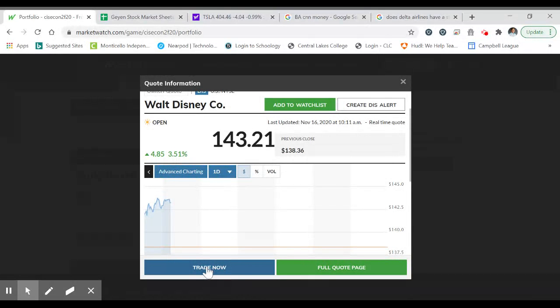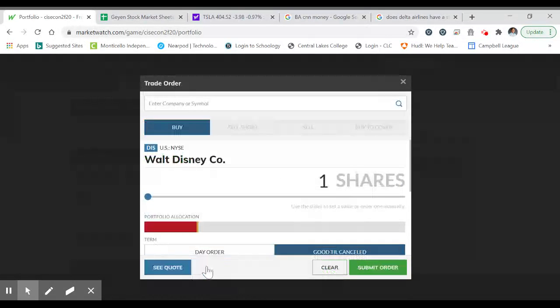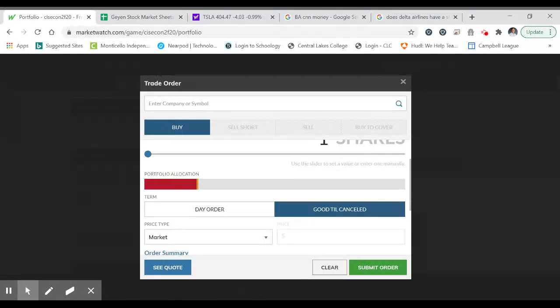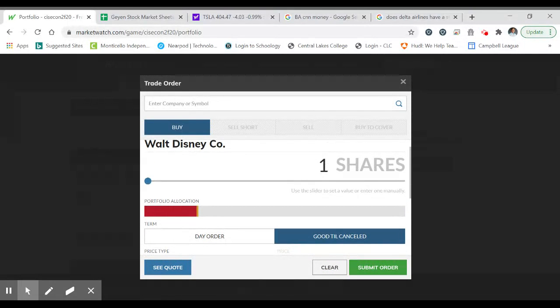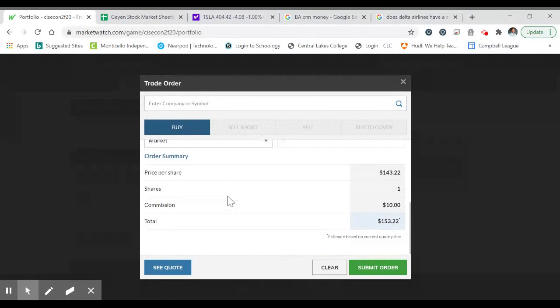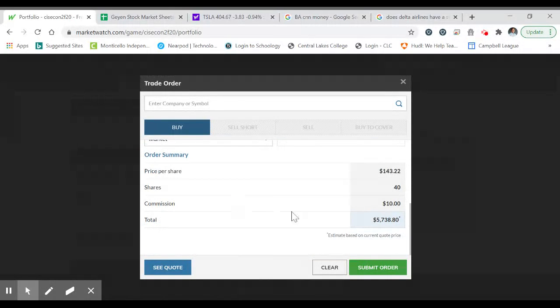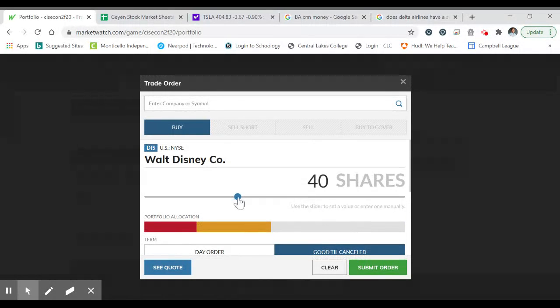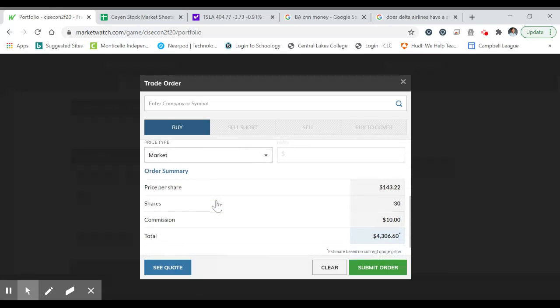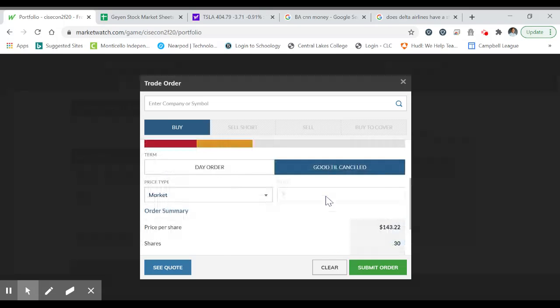I'm going to click down here on the blue where it says trade now. And this brings me to my buying page. To go along with that, okay, I can scroll here. This is what it's costing. Here's the number of shares. So maybe I decide, hey, I think I'd like to buy maybe around 40 shares of Disney. See what that is at. It's just over 5,000. I'm going to bump that down. Maybe 30 shares. Now I'm right around $4,000. That seems like a good amount.